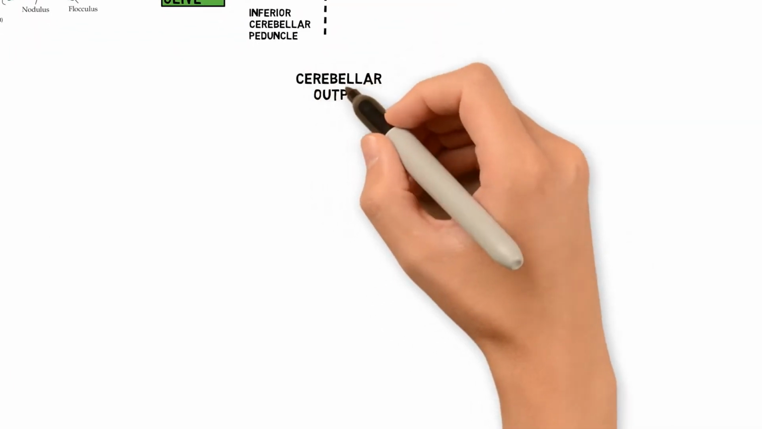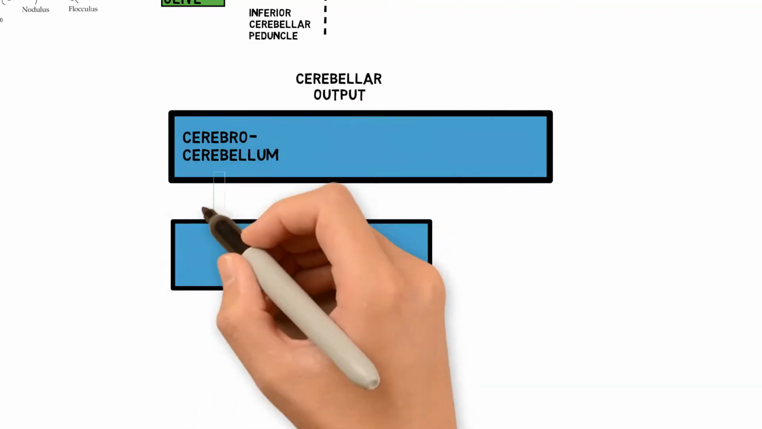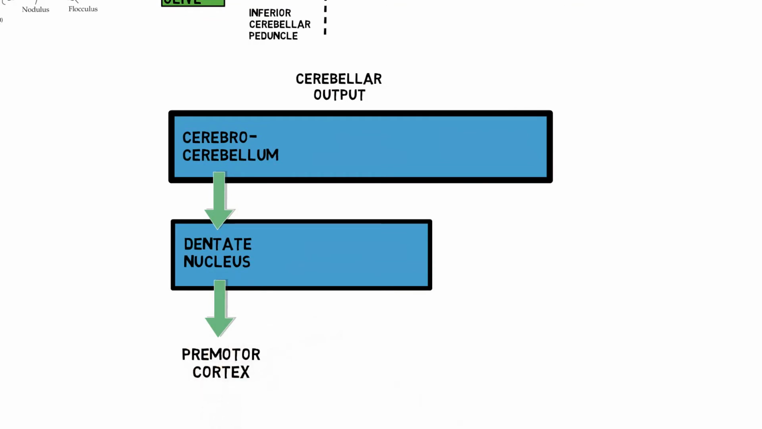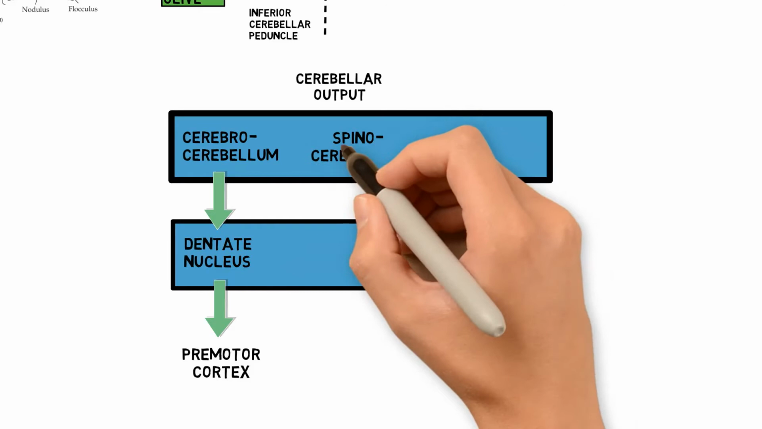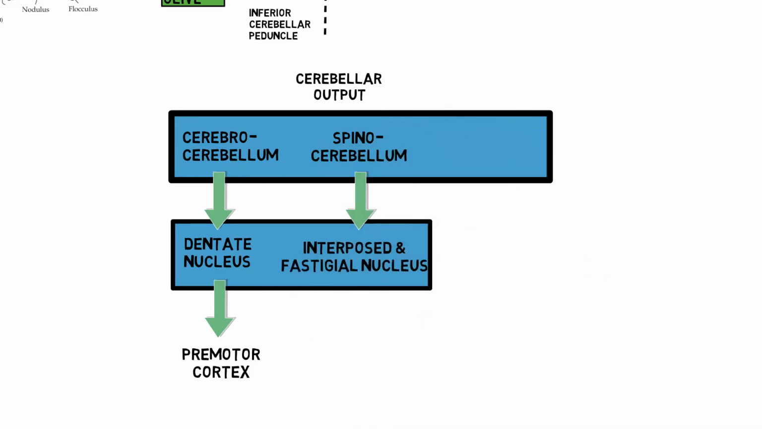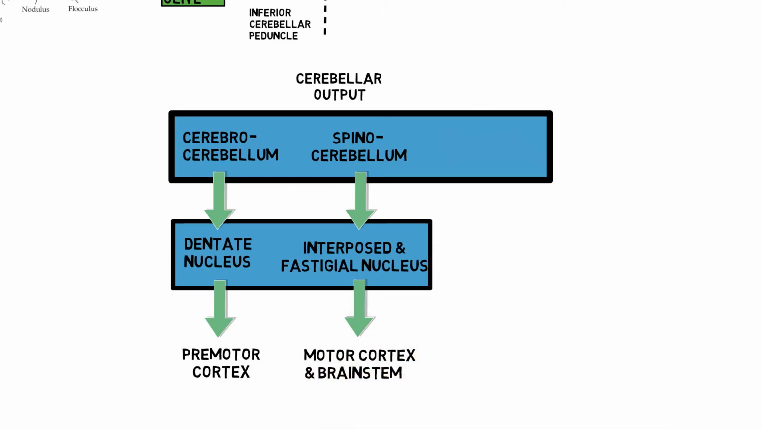The output from the cerebellum is from three areas. The first is the cerebrocerebellum. This projects to the dentate nucleus, then upward to the premotor cortex, which is concerned with motor planning. The spinocerebellum projects to the interposed and the fastigial nuclei, and then upward to the motor cortex and the brainstem.